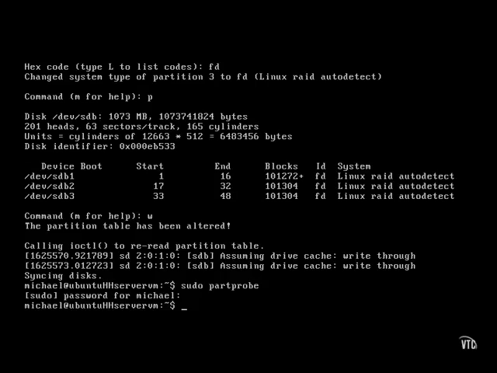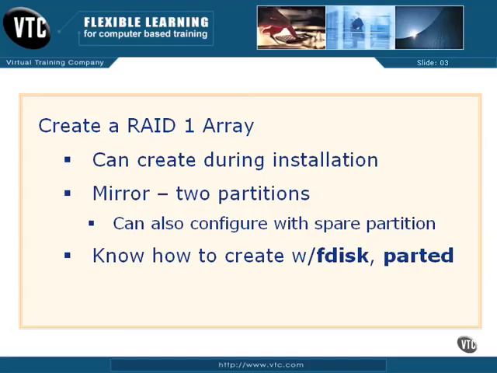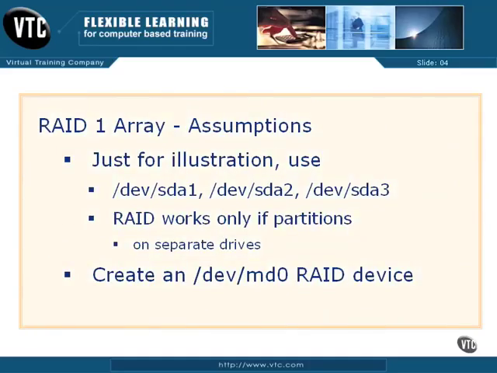So we'll create a RAID 1 array from the /dev/sdb1, sdb2, and sdb3 partitions. And that's possible courtesy of the mdadm command, and when we use that command we'll be creating the /dev/md0 RAID device.